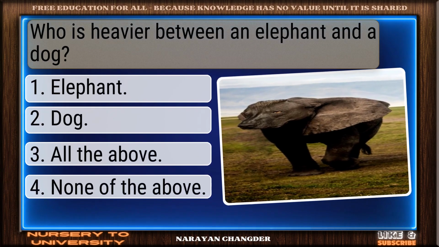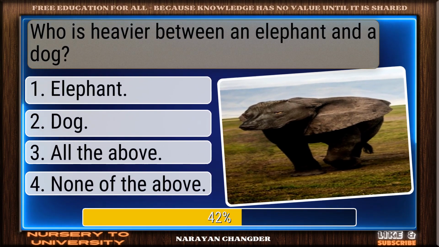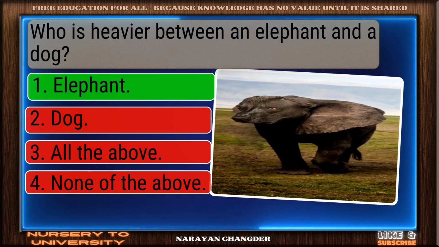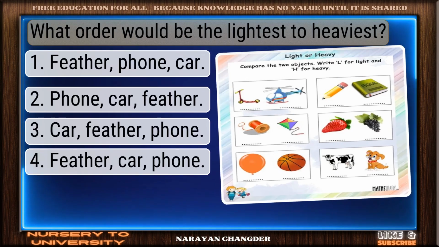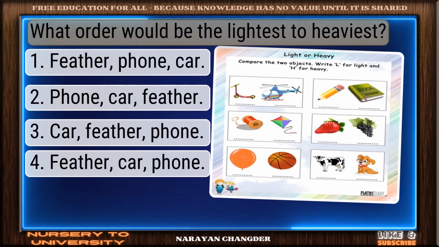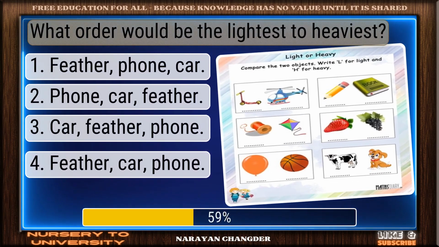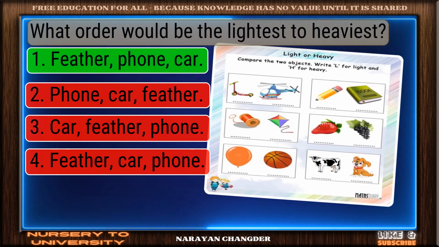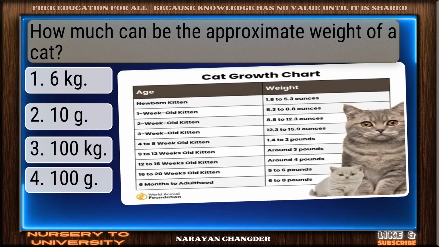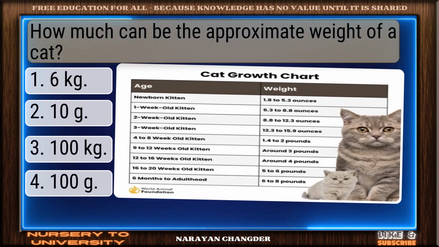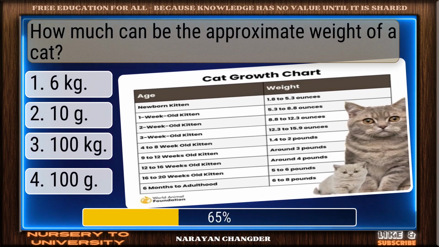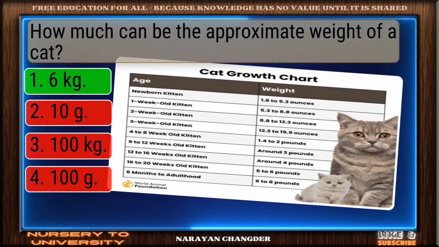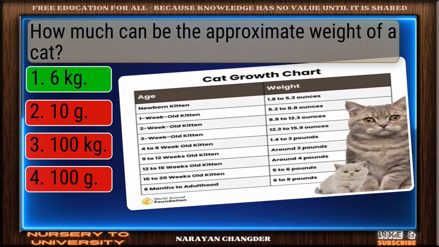Who is heavier between an elephant and a dog? Exactly. Elephant makes sense and it is right choice. What order would be the lightest to heaviest? Well done. Feather, phone, car is the right choice. How much can be the approximate weight of a cat? Clear logic. Your choice 6 kgs is sound and 100% true.